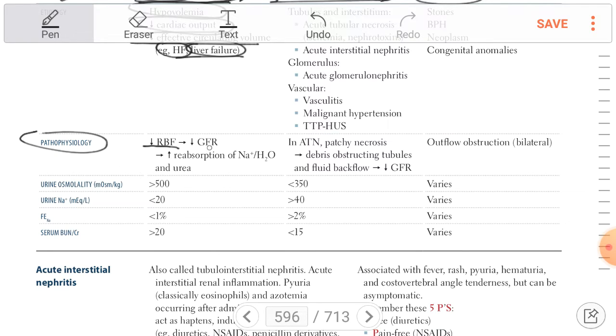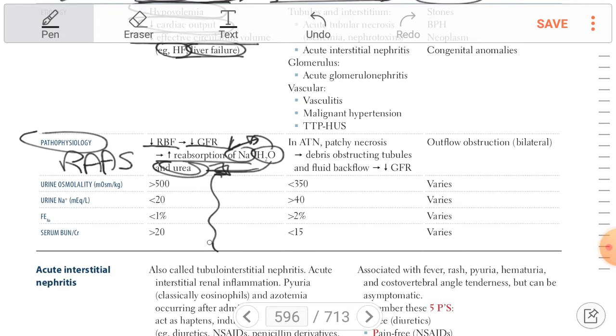So what is the pathophysiology? There is a decrease in renal blood flow and glomerular filtration rate, leading to activation of the renin-angiotensin-aldosterone system, causing sodium reabsorption and potassium and hydrogen loss. Water follows sodium, leading to reabsorption of water, plus there is reabsorption of urea, which has an osmotic effect, leading to more water reabsorption.